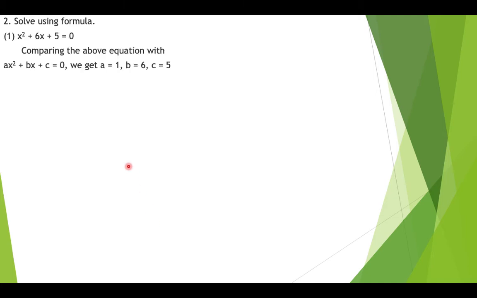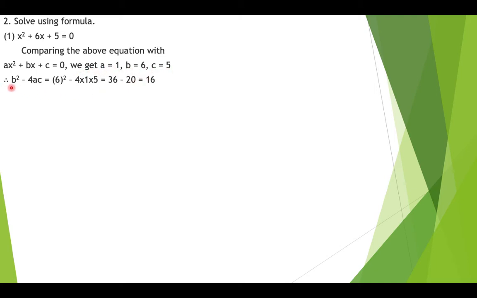In this, you have to remember the formula. x is equal to minus b plus or minus root of b square minus 4ac upon 2a. So it is important to find the coefficients a, b and c. The rest of the things are very simple to understand. So first what we'll do is compare the above equation with ax square plus bx plus c is equal to 0. We get a is equal to 1, b is equal to 6 and c is equal to 5.